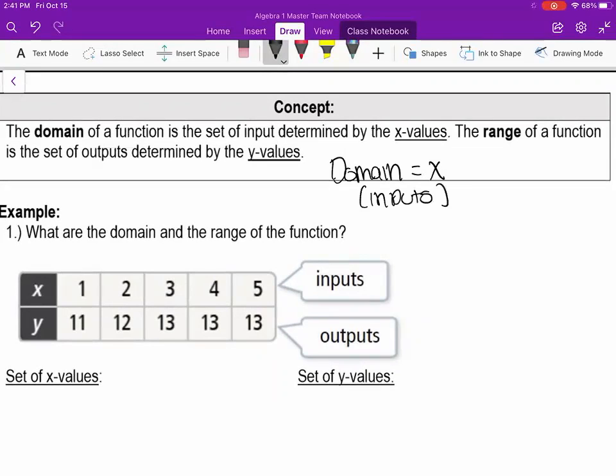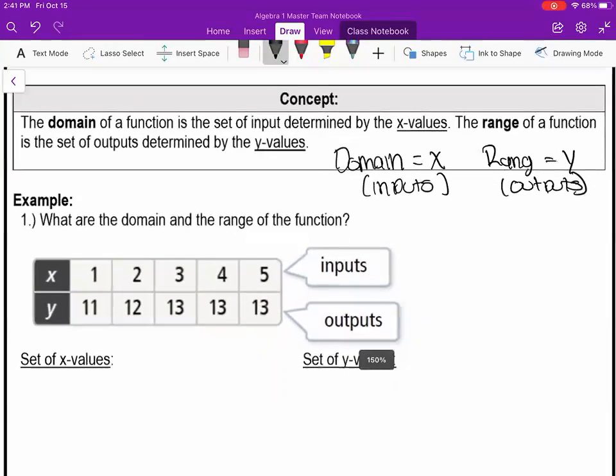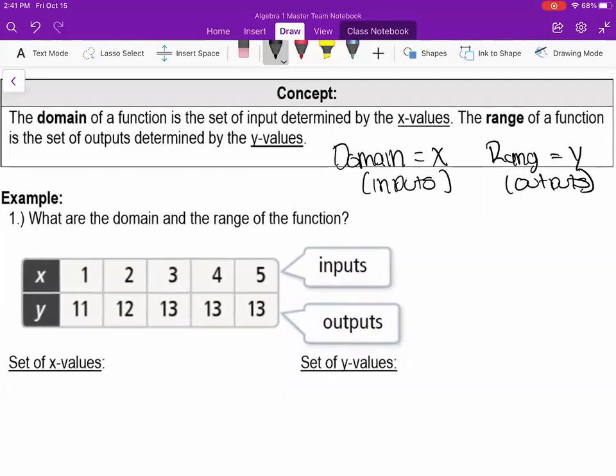The range of a function is the set of outputs determined by the y values. So basically, range are your y values, which is also your outputs. So looking at this example, the question says, what are the domain and what is the range of the function? When it's given to you as a table, it's really easy to identify your inputs and outputs because they're just literally given to you. We can see that the inputs are going to be 1, 2, 3, 4, 5, and the outputs are going to be 11, 12, 13, 13, and 13.